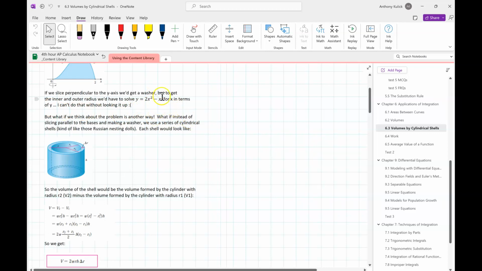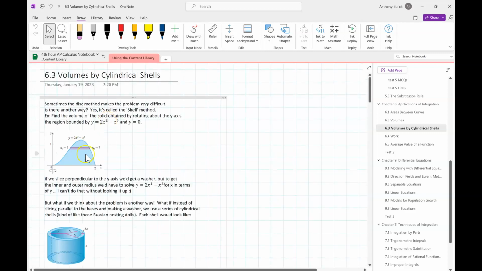I can't do that without looking it up, to rewrite that as x equals in terms of y. It's a cubic, so there's a closed-form cubic formula. It's a polynomial, it's solvable, it has a solution. But I can't do that. That's okay. This is an example of a problem that you have to do a different way than the previous method.